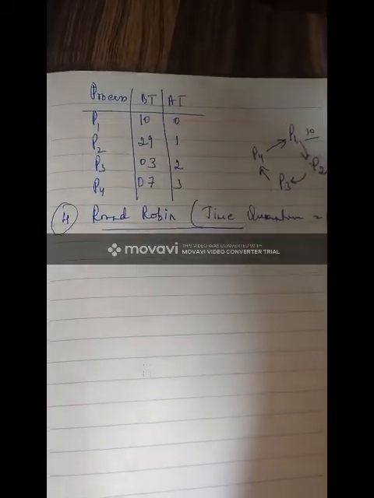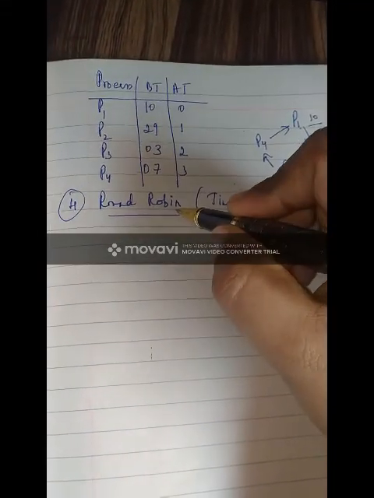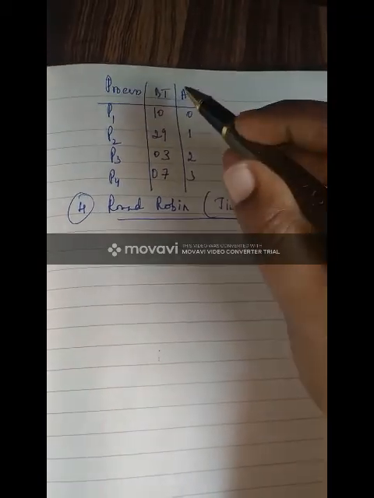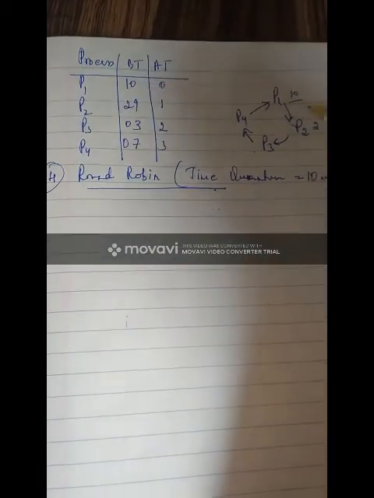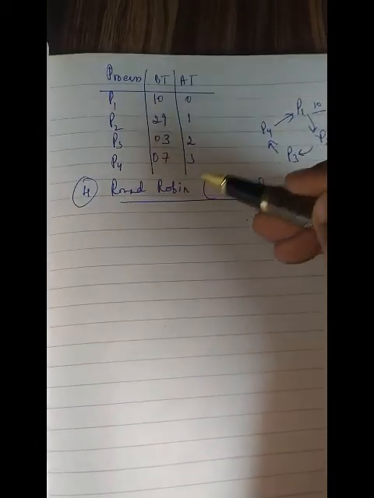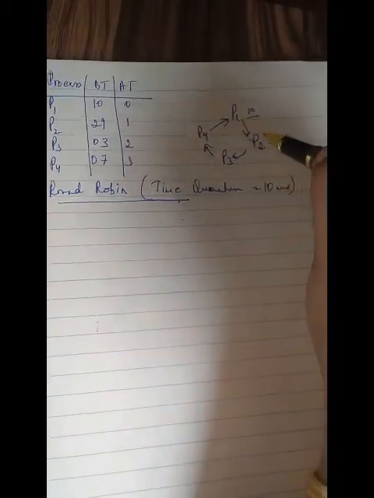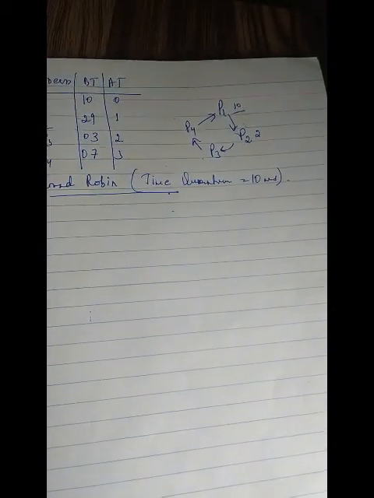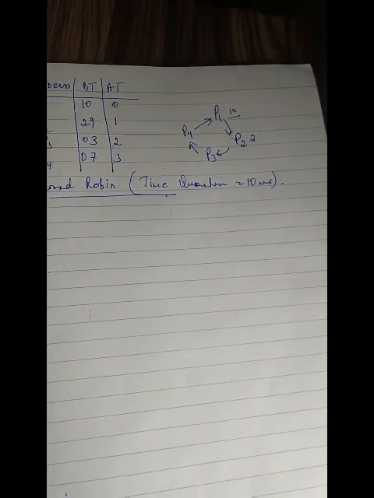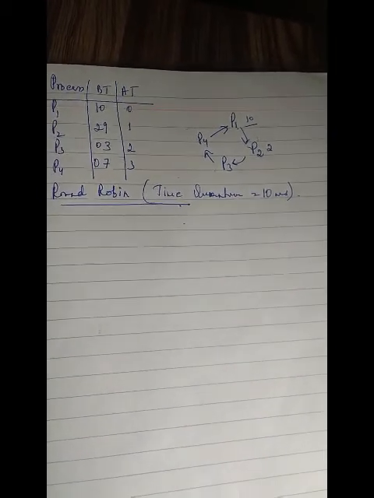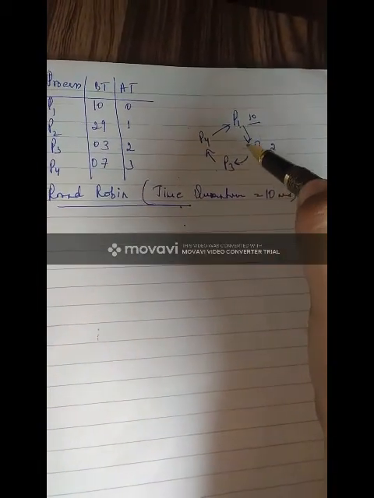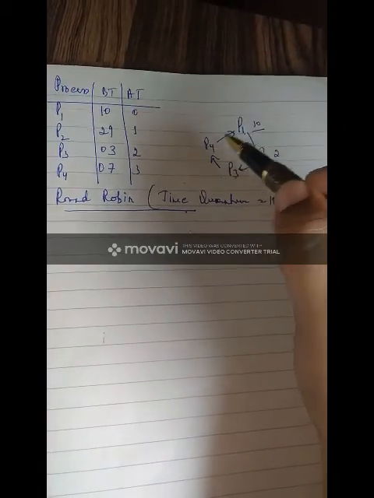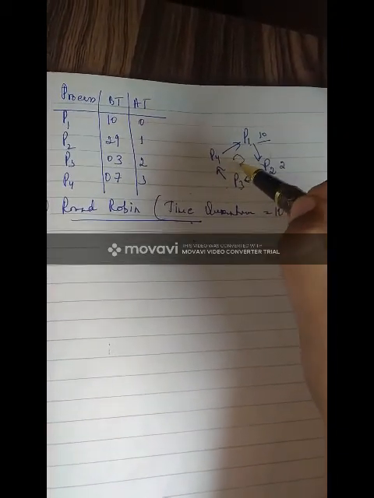Hello students, so we'll go to the next algorithm, that is round robin. The example is the same one we had seen in the previous video, but we will use the round robin scheduling algorithm. In round robin, for simplicity, we can draw it like this, clockwise: P1, P2, P3, P4. It goes like this.